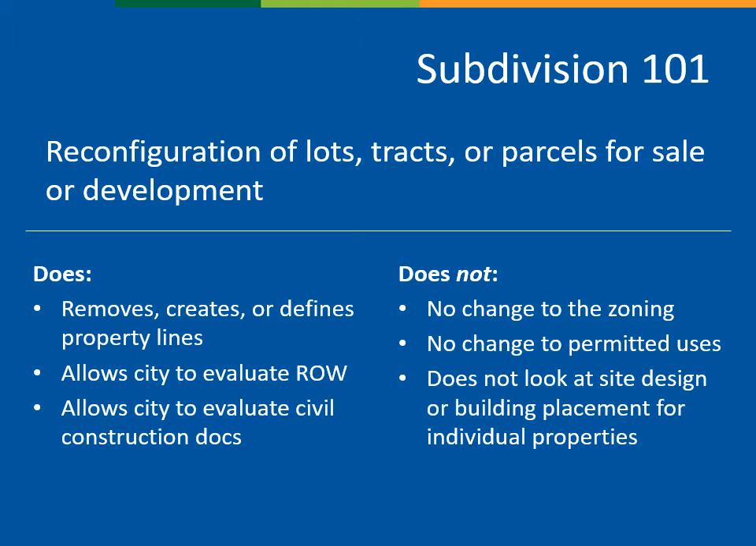Subdivision regulations are found in Article 4 of the Zoning Code. A subdivision is a reconfiguration of lots, tracts, or parcels for sale or development. A plat is a technical document that removes, creates, or defines property lines, allows the city to evaluate right-of-way, and allows the city to evaluate construction documents. It does not change the zoning, it does not change permitted uses, and it does not look at site design or building placement for individual properties. It enables development already permitted by the current zoning.